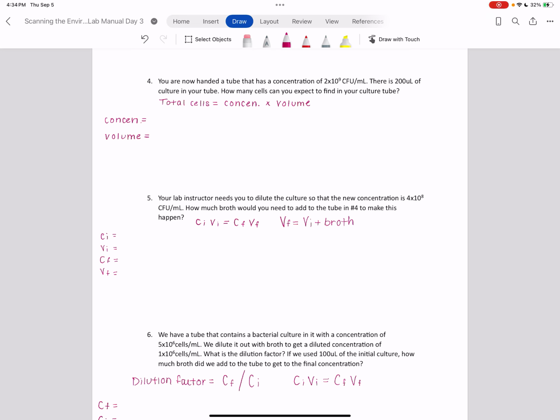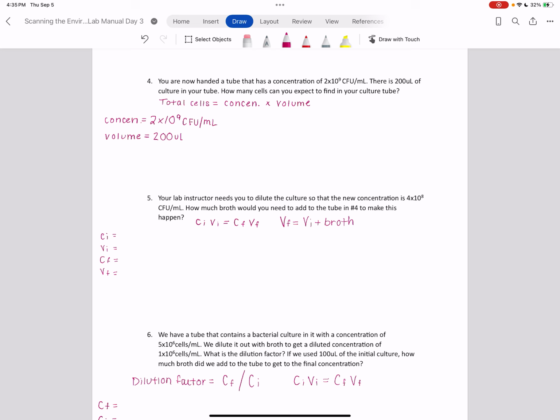And like always, I like to identify my variables. And these ones are pretty straightforward, fortunately. So first thing, the concentration is given to us in the problem. It is 2 times 10 to the 9th CFU per ml. So I'm going to go ahead and write this off to the side here. And then the next variable is the volume. And we're told that we have 200 microliters.